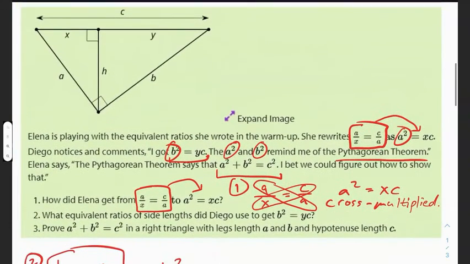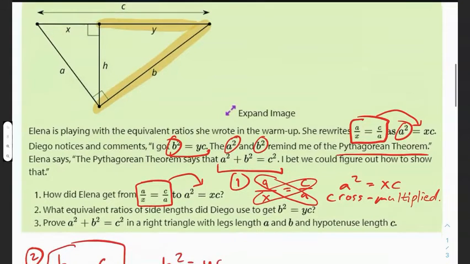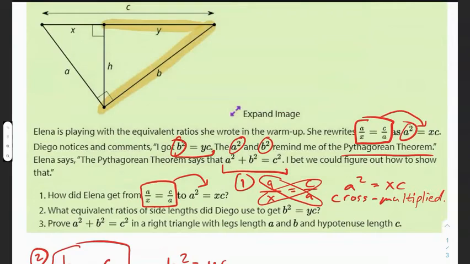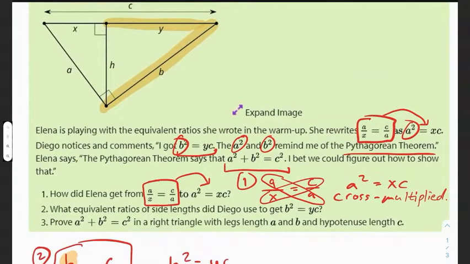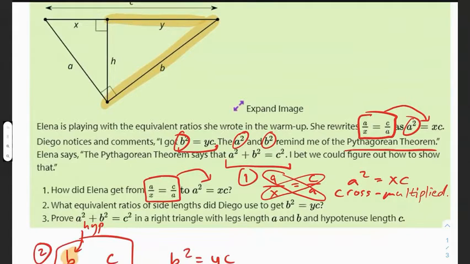So Diego was definitely operating, let me highlight what Diego was looking at. b is to y. So he was comparing the medium-sized triangle to c. Just to clarify, this is a nice review of lesson 13 with proportionalities. So b is the hypotenuse for the medium triangle, and y is the base, the middle longest side of the triangle.